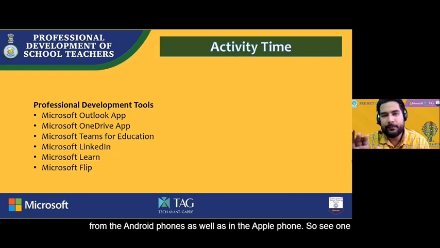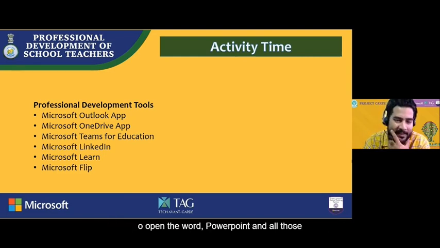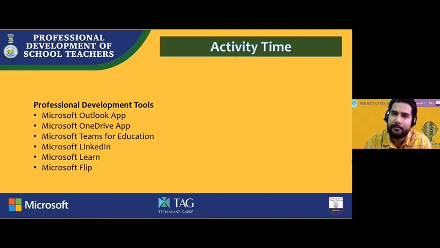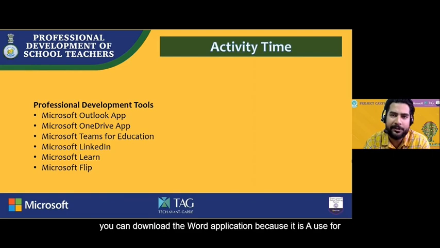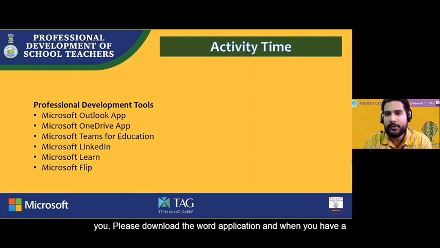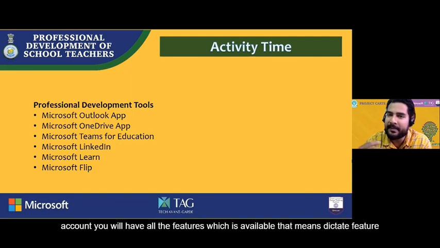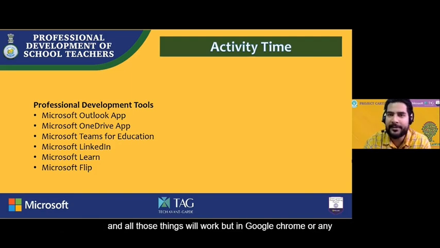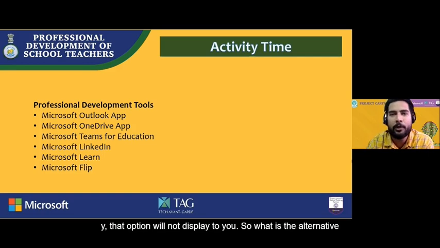One is the browser option. When you go to the browser and try to open Word, PowerPoint, and all those things, because it's a heavy application, it takes time to open in the browser. So what is the recommended option? The best recommendation is to download the Word application, because if it is of use to you, please download it. When you have a separate MS Word application and you log in with your account, you will have all the features available. That means the dictate feature and all those things will work. But in Google Chrome or any browser, because of website compatibility, that option will not display to you.